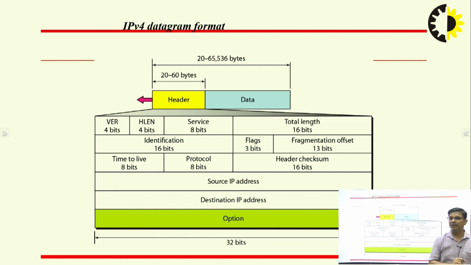So how many hex digits? The question is given in hex digits, and one hex digit is equal to 4 bits. How many hex digits do we have to pass to calculate the time to live? 64 bits divided by 4 gives 16. We have to pass 16 hex digits to calculate the time to live.